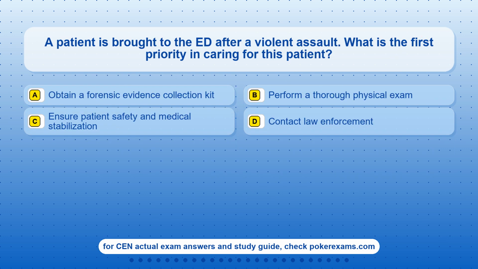Question 10. A patient is brought to the ED after a violent assault. What is the first priority in caring for this patient? Option A, obtain a forensic evidence collection kit. Option B, perform a thorough physical exam. Option C, ensure patient safety and medical stabilization. Option D, contact law enforcement.